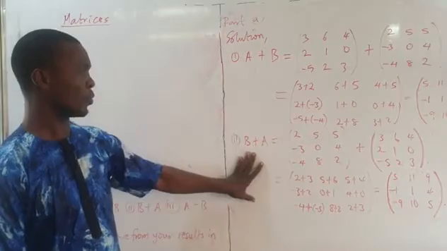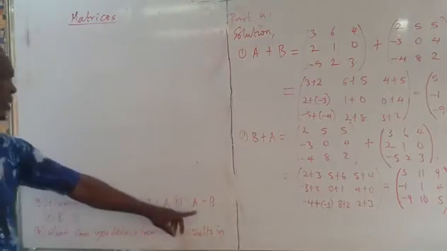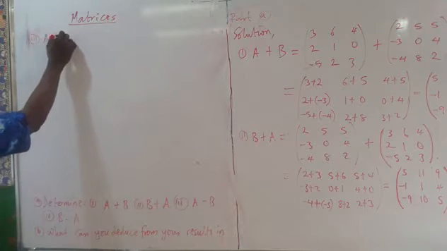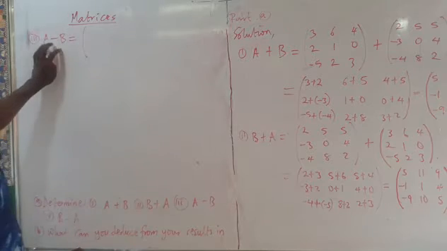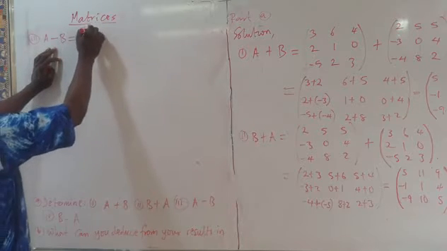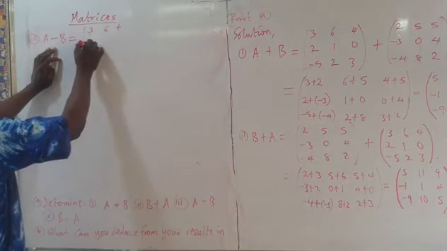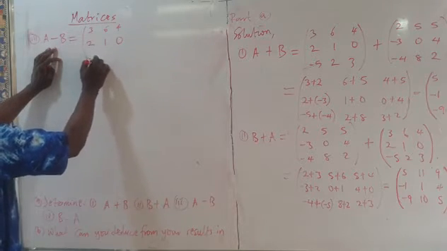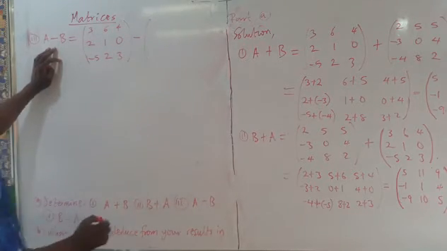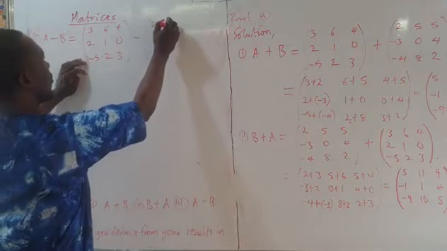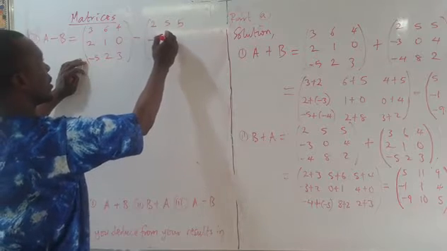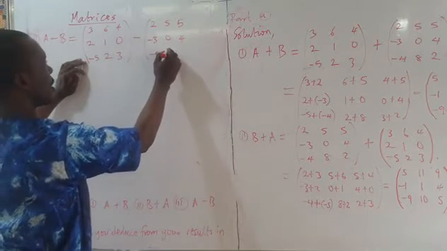So after Roman figure 2, which is B plus A, we move to the next question, which is A minus B. That is Roman figure 3. So this is the subtraction of a matrix from another matrix. We have matrix A, 3, 6, 4, 2, 1, 0, minus 5, 2, 3. Then minus the second matrix, which is matrix B. So we have 2, 5, 5, then minus 3, 0, 4, minus 4, 8, 2.